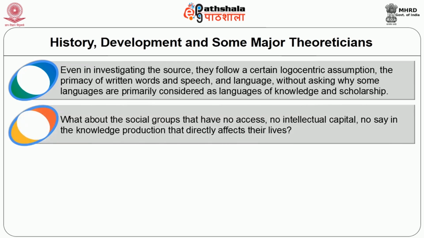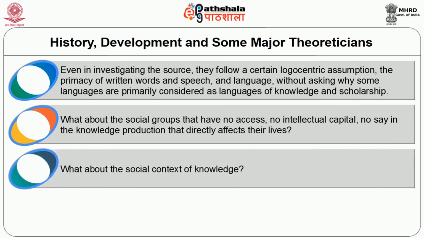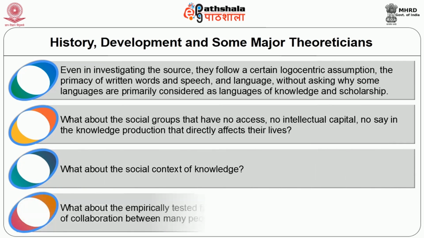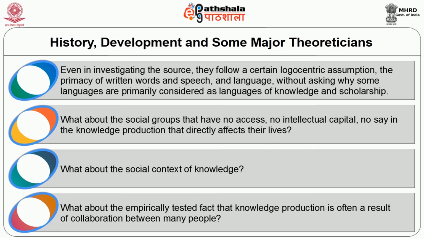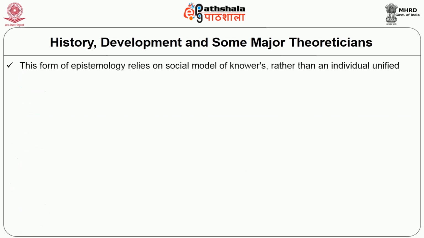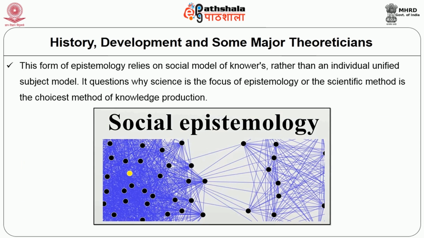What about the social groups that have no access, no intellectual capital, no say in the knowledge production that directly affects their lives? What about the social context of knowledge? What about the empirically tested fact that knowledge production is often a result of collaboration between many people? Enter social epistemology. This form of epistemology relies on a social model of knowers rather than an individual unified subject model. It questions why science is the focus of epistemology or why the scientific method is the choicest method of knowledge production.